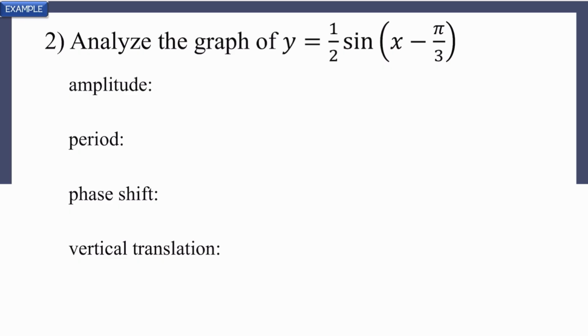For number 2, the amplitude is going to be a half. The period is just going to be 2 pi because it's just 2 pi divided by 1. You don't have to write the 2 pi divided by 1 part because there's just a 1 that's understood here between the sine and the x.